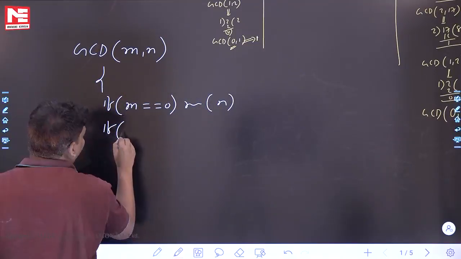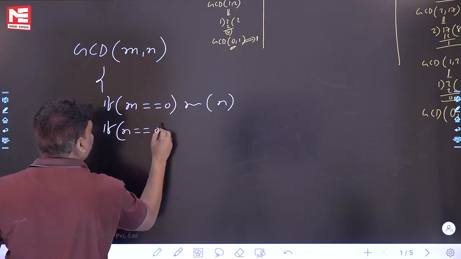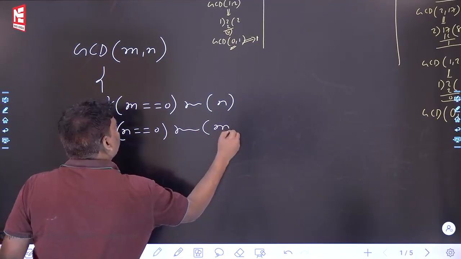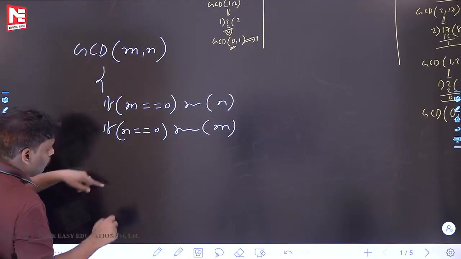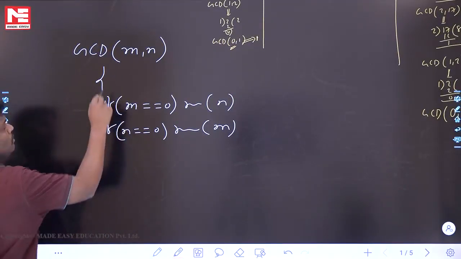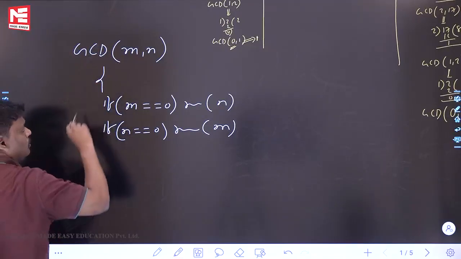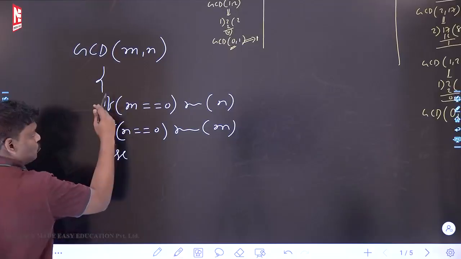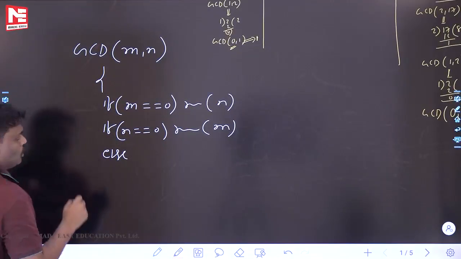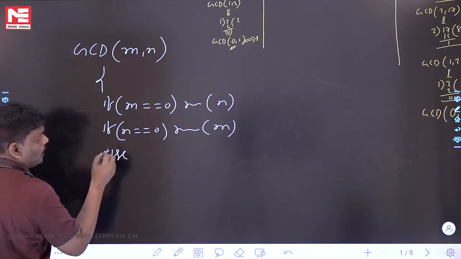If the first one fails, then only you will come to the second one. See, if n is equal to 0, then return m. So first one failed, then second one failed, then only further. This is the if condition. Because GCD has 2 terminations, I wrote 2 ifs. Let's see the next one, else. If these two fail, you will come to the else part.